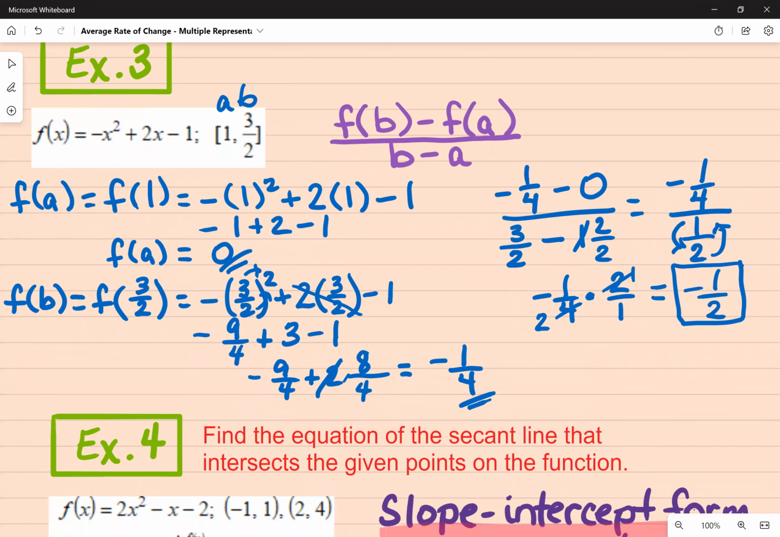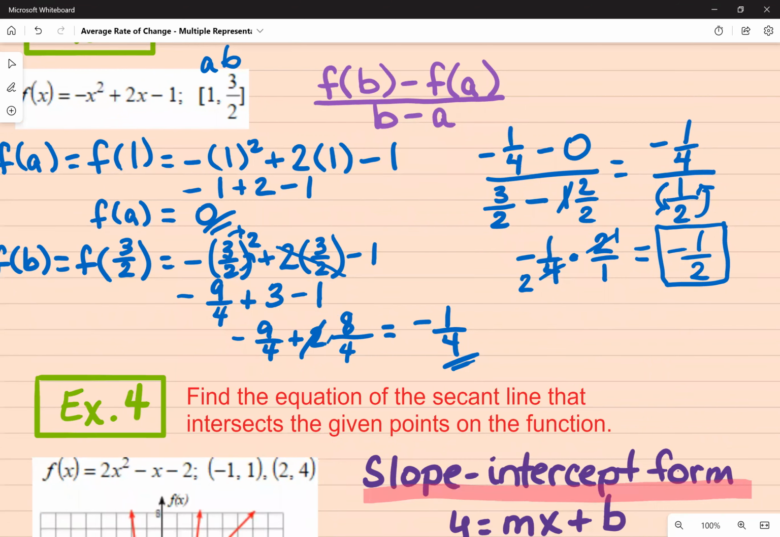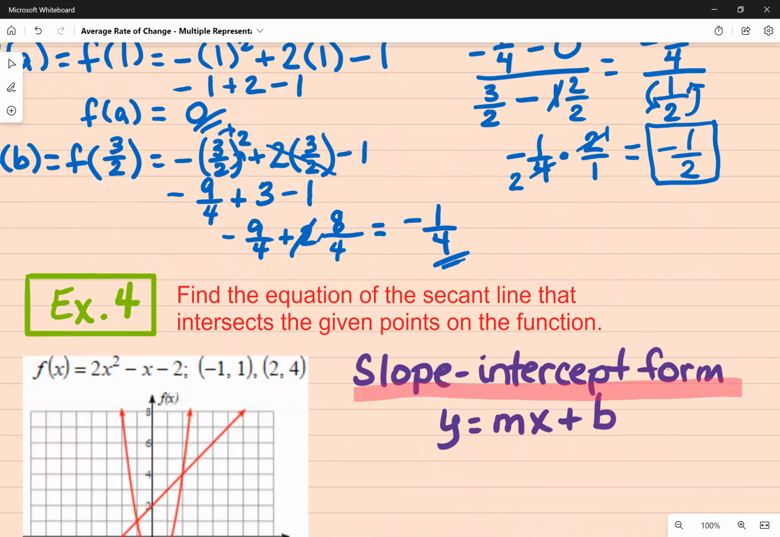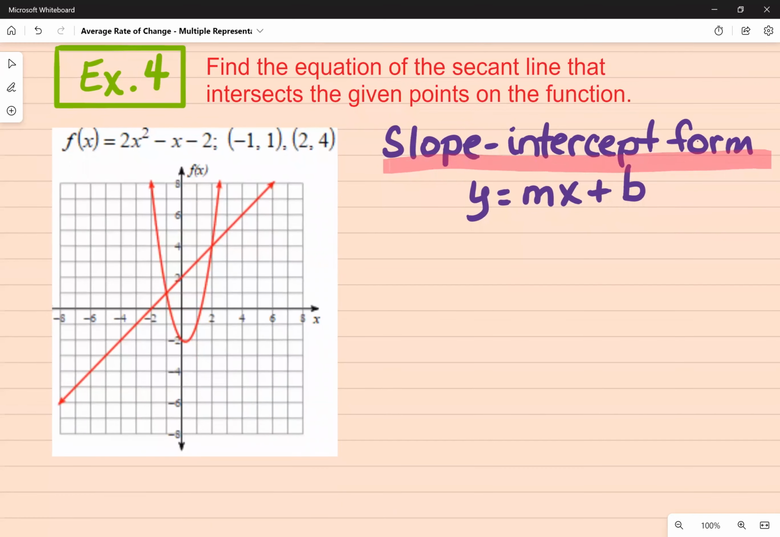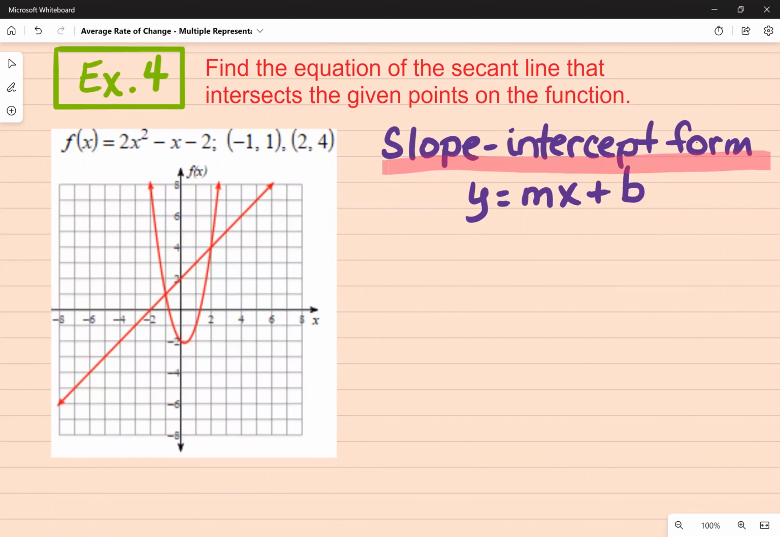Okay, now I'm going to go on to example 4. And I was asked to find an equation of the secant line that intersects the given points on the function. So I have information that's already given that I could use if I wanted to. So I could take those points that are shown here, and I can use that formula y sub 2 minus y sub 1 divided by x sub 2 minus x sub 1. I could do that, or I could just look at the graph. That's what I'm going to do.